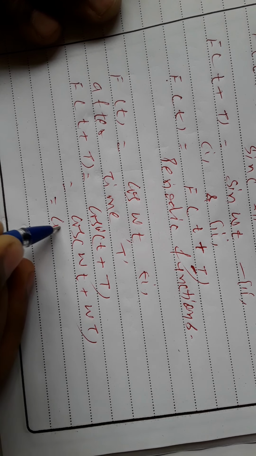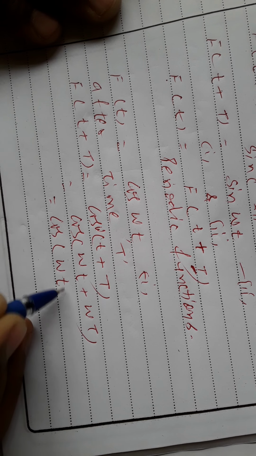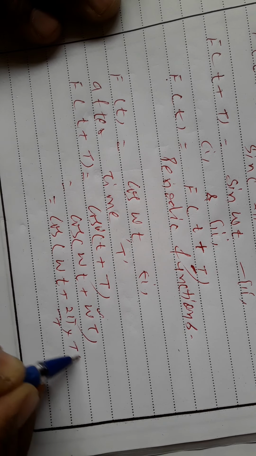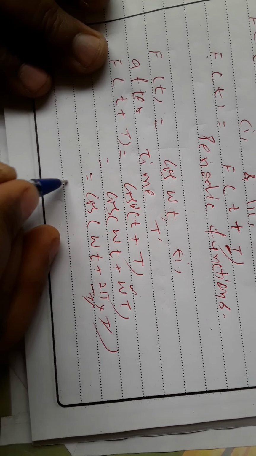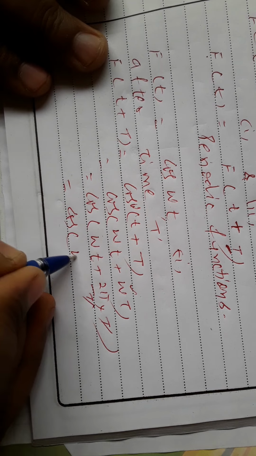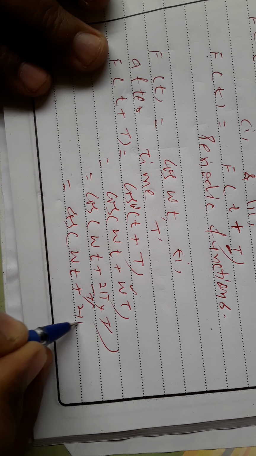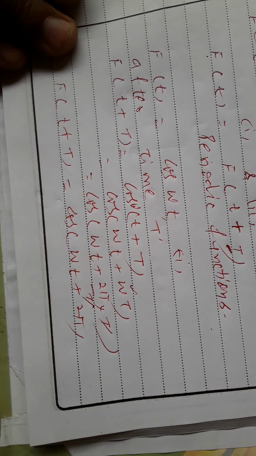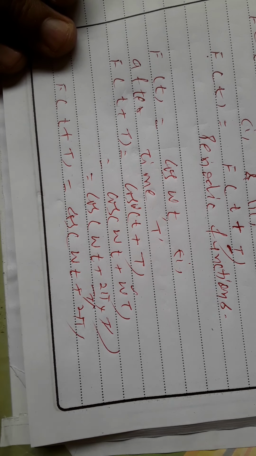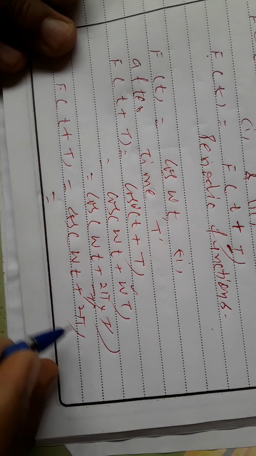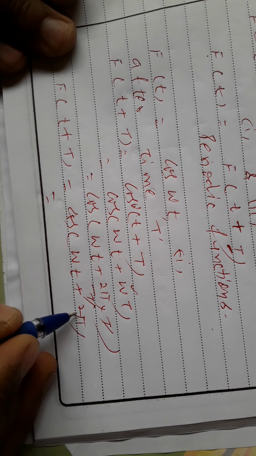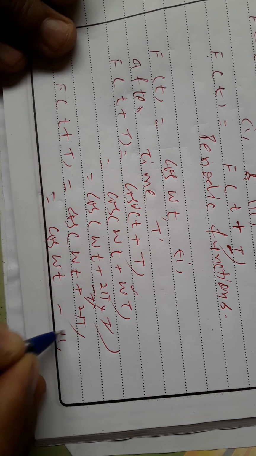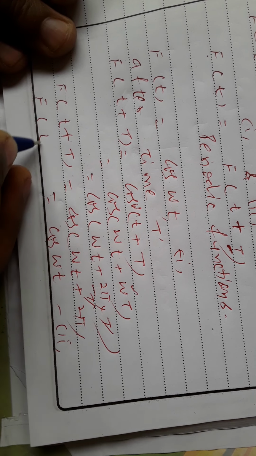Now we can put the value of omega, 2 pi upon T, into T. It will be cancelled. So this is equal to cos of omega t plus 2 pi. This is f of t plus T, cos of omega t plus 2 pi. This is the same as cos of 2 pi plus theta, which is equal to cos theta. Equation number second, f of t plus T.